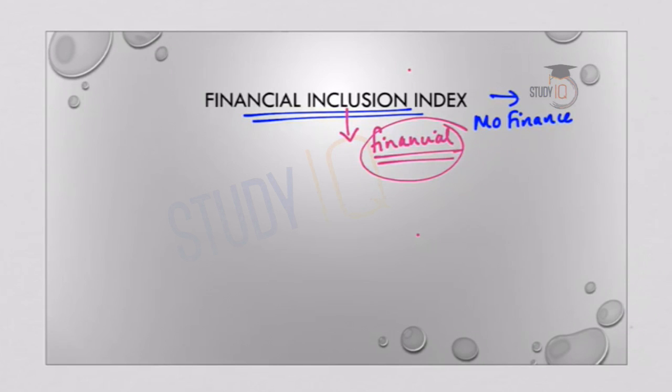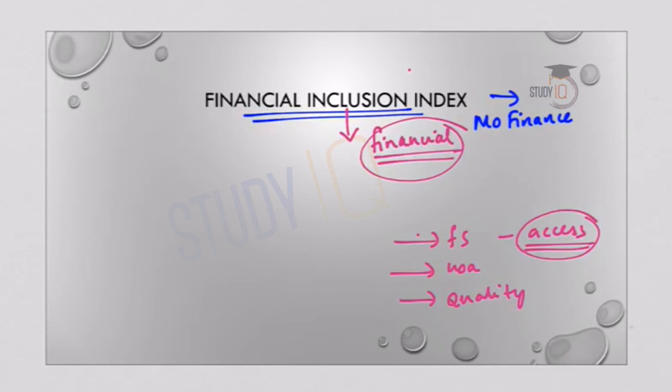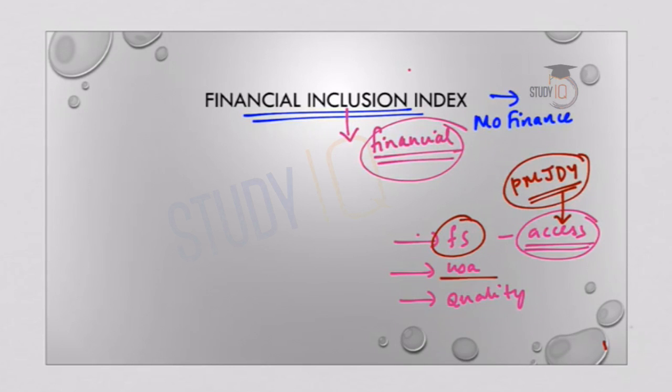And this index has three measurement dimensions. One is access to financial services, second is usage of financial services, and third is quality. So merely access is not enough. Now if we look at Pradhan Mantri Jan Dhan Yojana, which was a massive step from the government to increase financial inclusion in the country, one main criticism is that even though it provided access to financial services, the usage of financial services was very low.